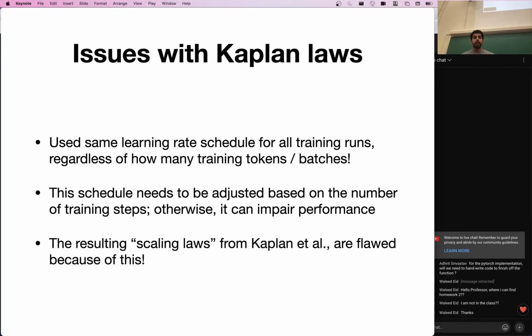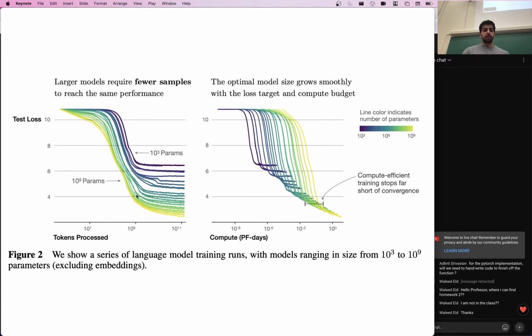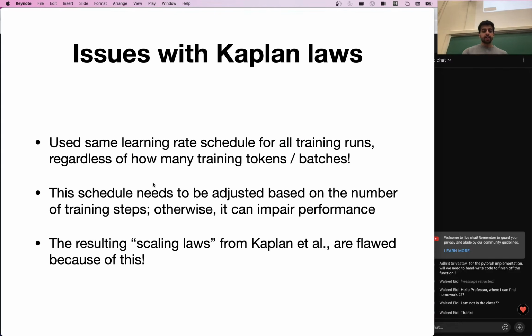Okay, so I'm not going into too much detail on this particular paper because later on it was found that there were some issues with the experiments that they ran. The major issue was that they used the same learning rate schedule for all of the training runs that they did. So all of these curves in this plot, regardless of what the data set size was or the batch size, how many batches they were training for.